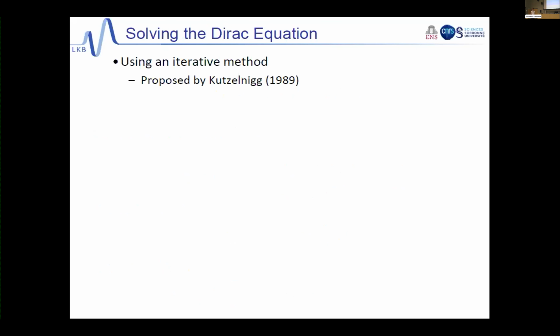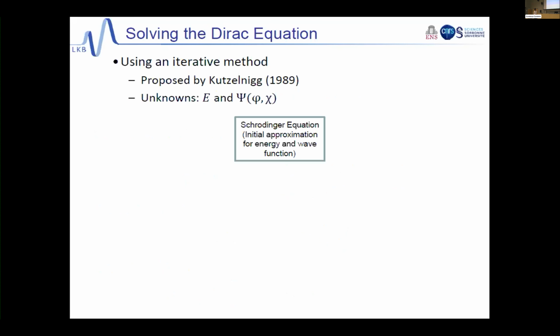So to solve the Dirac equation, we're going to use an iterative method, which was proposed by Kutzelnigg in 1989. The first step of this method is to solve the Schrödinger equation. And we're going to take the non-relativistic energy and wave functions of the Schrödinger equation as the initial approximation for the relativistic energy and wave function of the Dirac equation.